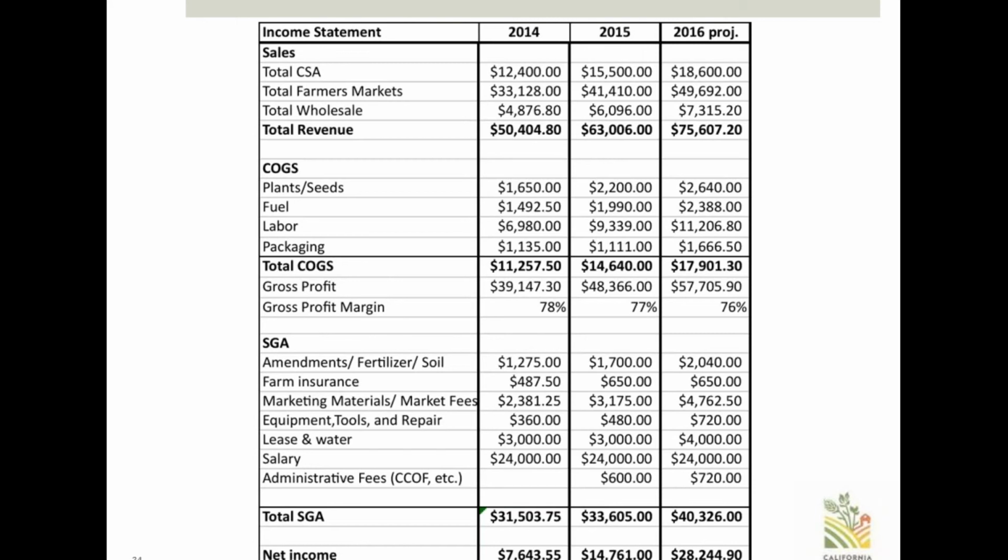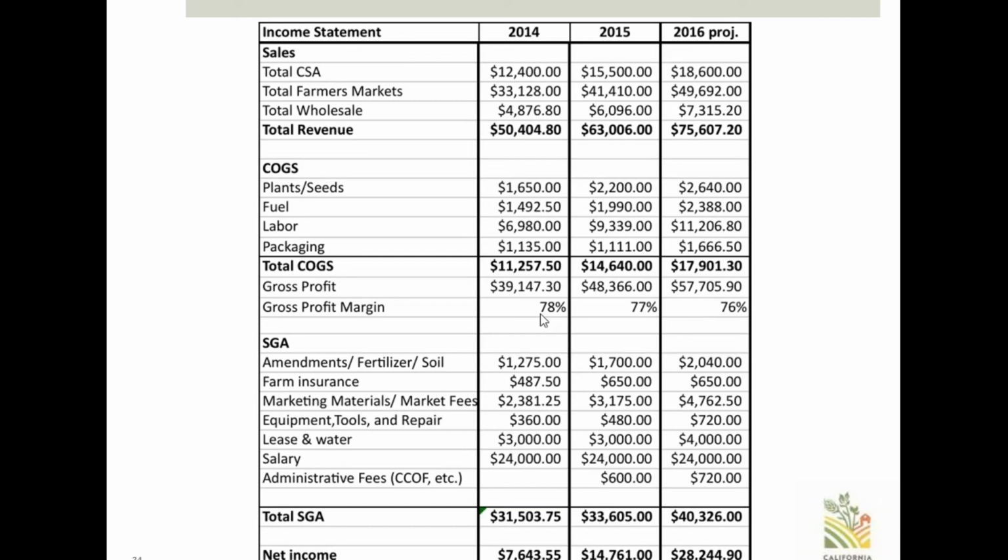So looking towards the end of 2015, we're looking at his income statement. And what we noticed is that in 2015, he had a good year. His revenue is $63,006, and his total revenue the year before, so that's almost a $13,000 increase. So he's had a good, profitable growth year, in particular through his farmers markets, but really across the board.